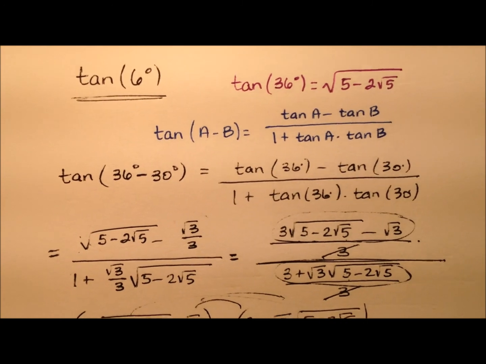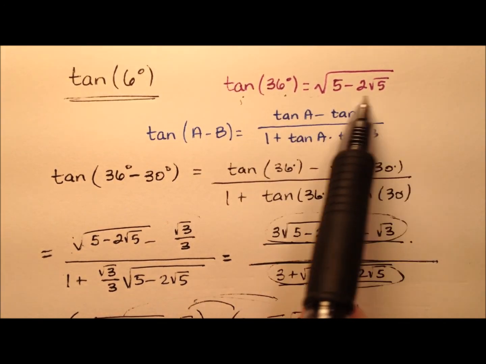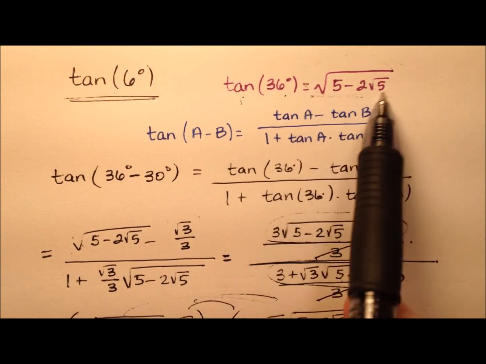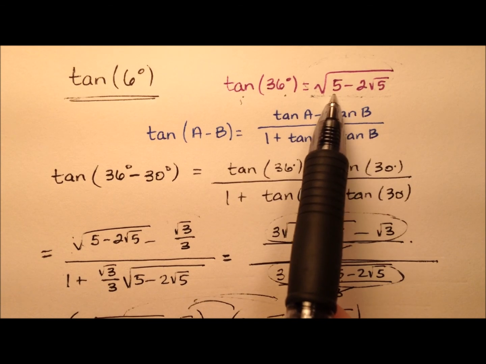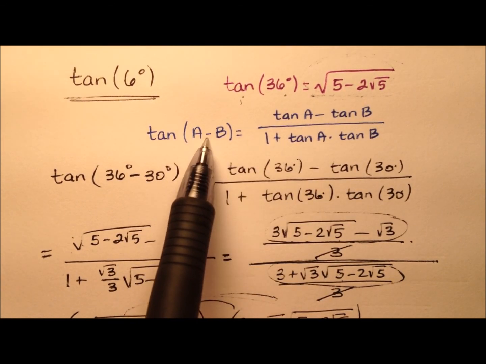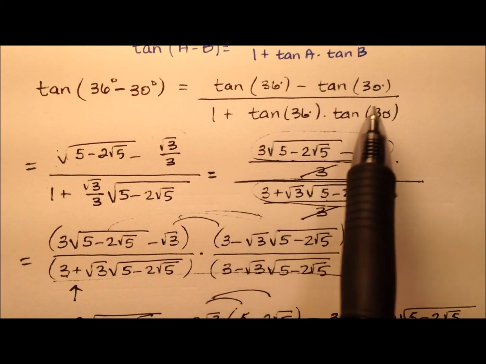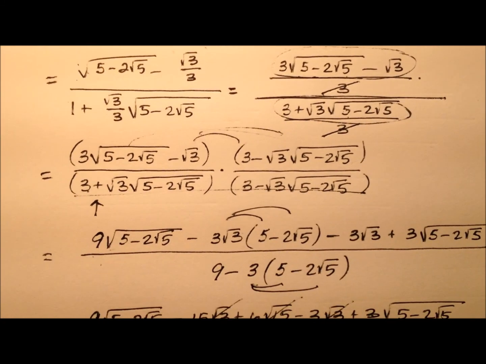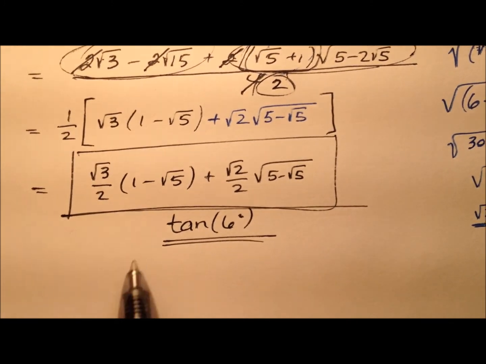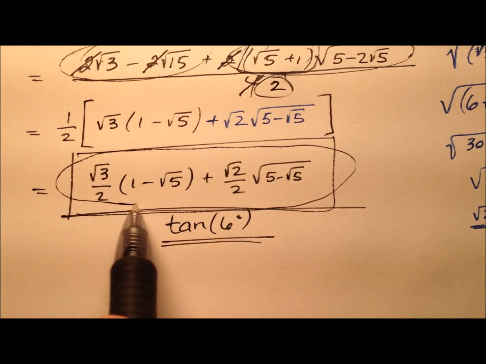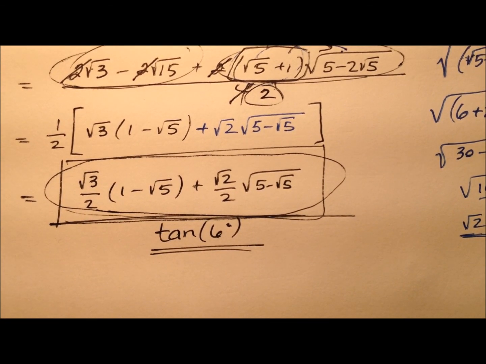So we started up here. We did need to include this value for the tangent of 36 degrees. And once again, we found this from scratch in another video, and I've linked to that video in the description for this video. And so we used the difference identity for tangent. We used 36 degrees and 30 degrees. We had our nice expansion here, and then we worked out all that business. And so here we have the exact value, pretty simplified, and this is the tangent of 6 degrees.